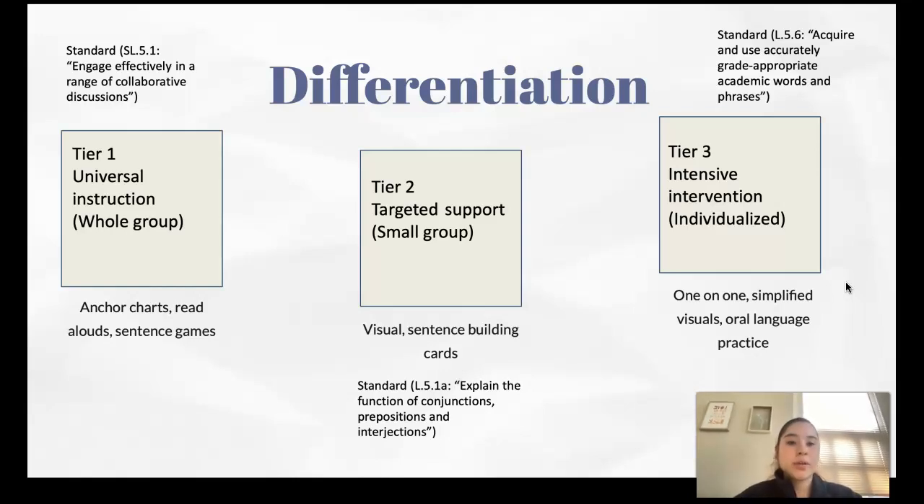And for your tier 3 students, which are intensive intervention with individualized, it will be one-on-one with the teacher, simplified visual, oral language practice. And this could also vary from where your student is, if they're in a high learning or in a low learning or in a medium learning. And this could also depend on the amount of work they're going to use or the amount of worksheets you're going to use. So it all depends on how you're doing the classroom and how you're dividing each student and how well they know adverbs and conjunctive adverbs.